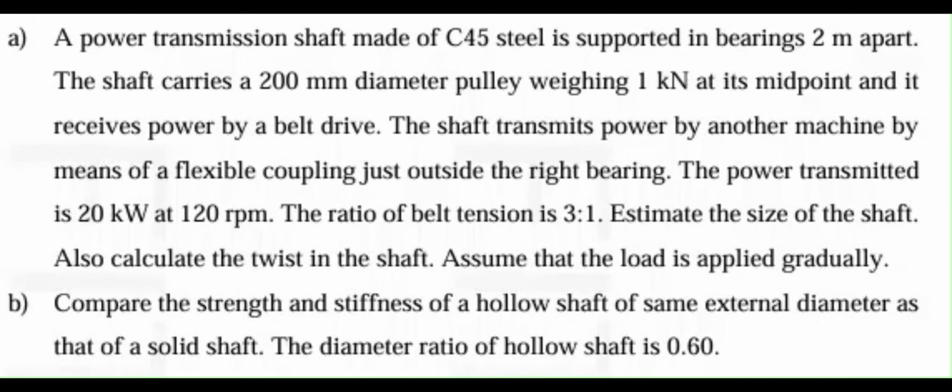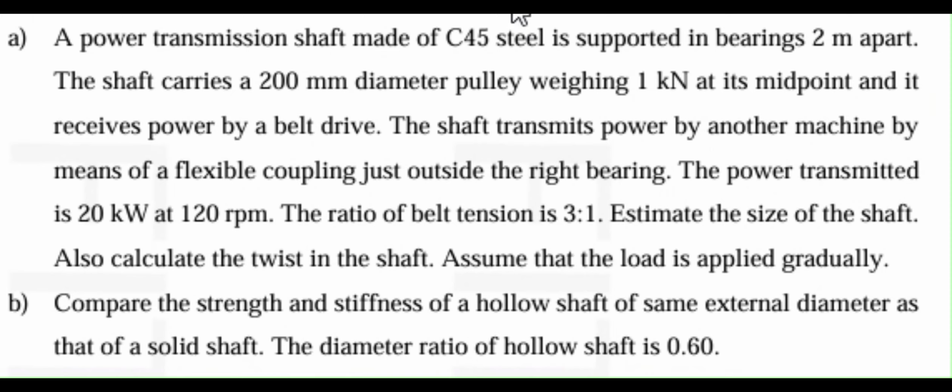The second part is we have to compare the strength and stiffness of a hollow shaft of the same external diameter. In the first question we have a solid shaft. A solid shaft has only one diameter, but the hollow shaft has an inner diameter and an outer diameter. The outer diameter of both solid and hollow will be the same, right? Only in the case of the hollow shaft there will be an additional inner diameter. So we have to compare the strength and stiffness of a hollow shaft of the same external diameter as that of a solid shaft. The diameter ratio of the hollow shaft is 0.60.